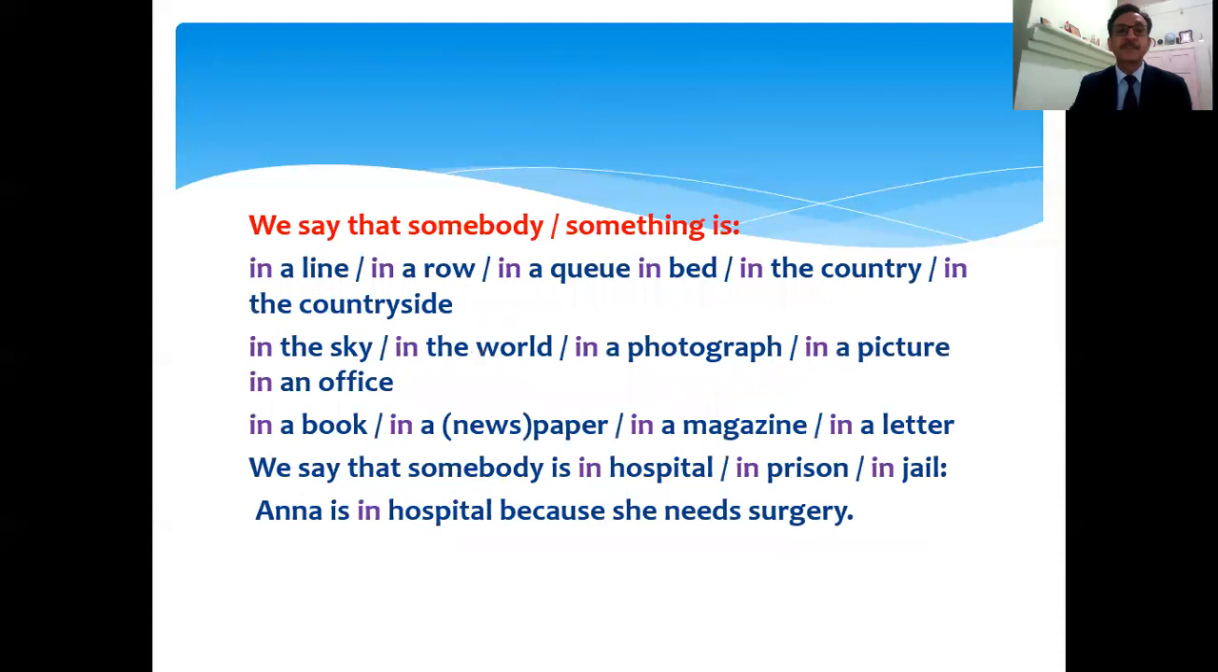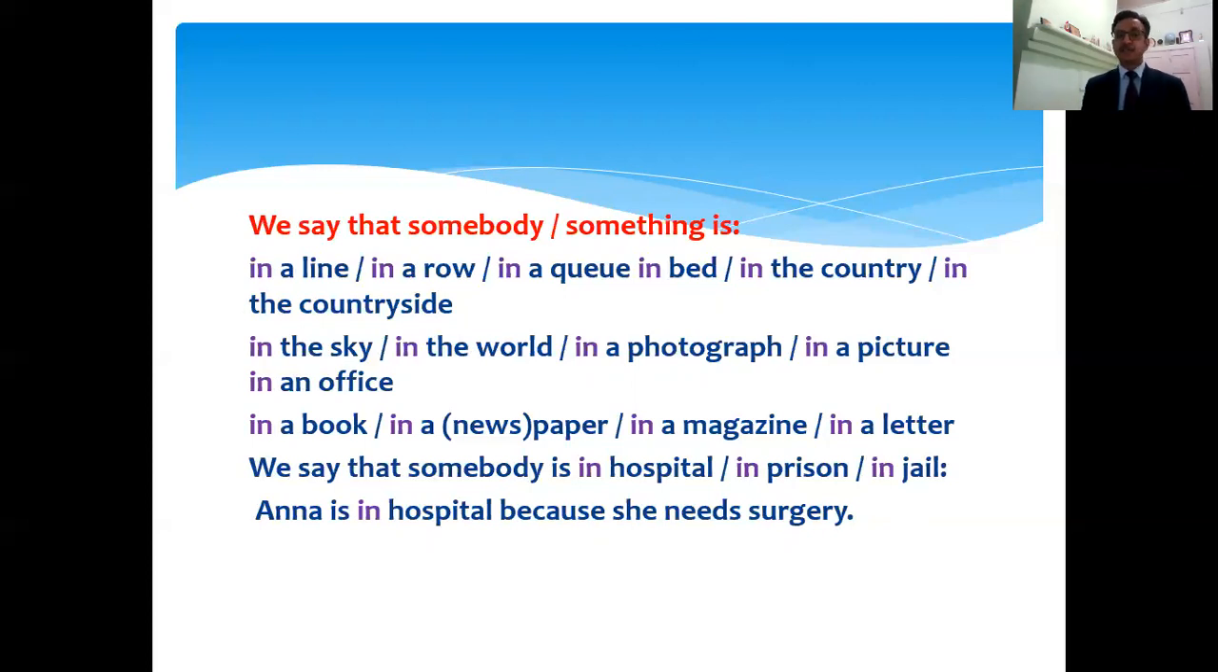So that's it. We say that somebody or something is in a line. Somebody is in the line, something is in a line. In a row, somebody is in a row, something is in a row. In a queue, in bed, in the country, in the countryside, in the sky, in the world, in a paragraph, in a photograph, in a picture, in an office, in a book, in a newspaper, in a magazine, in a letter. We say that somebody is in hospital, in prison, in jail.